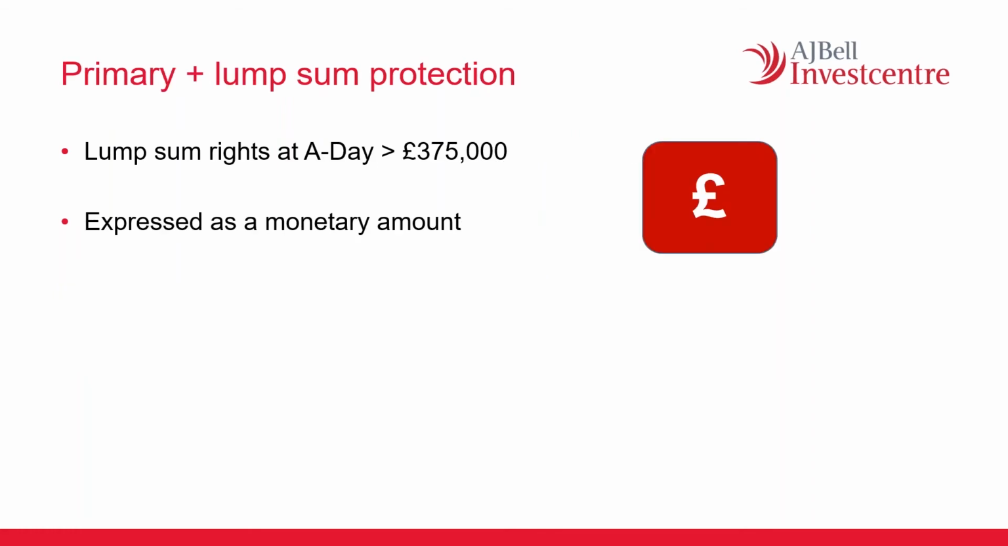Moving on then to combining either primary or enhanced with a lump sum protection. So the other one was scheme specific. This one, if you have it with primary, is across all your pension schemes. So if your total lump sum rights at A-Day were more than £375,000 and you had primary protection, which means your whole fund would be more than 1.5 million, then you could have primary with lump sum protection. That would be expressed as a monetary amount, and that would be on the certificate that you get from HMRC, which would say, yeah, whole primary protection with X amount lump sum, protected lump sum as well.